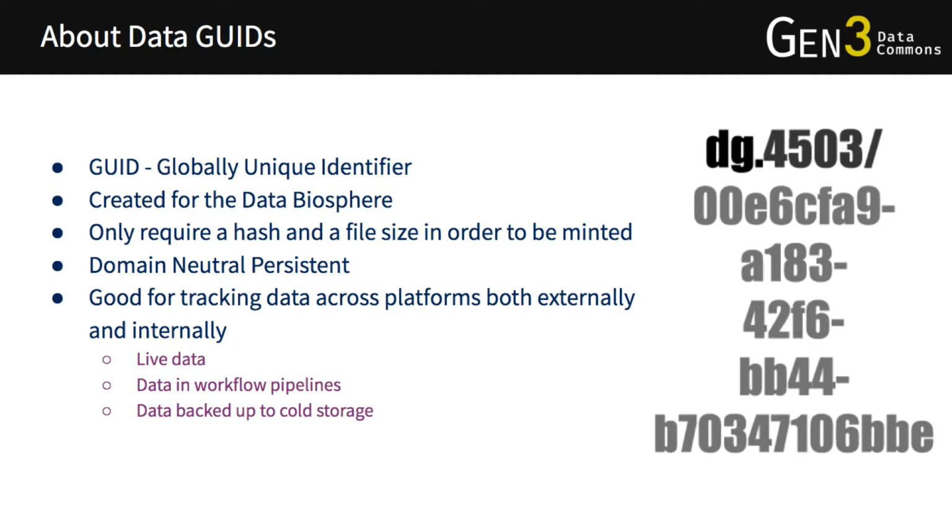The primary purpose of Data GUIDs is to enable you to mint globally unique identifiers for data files in a scalable, distributed architecture. Data GUIDs are domain-neutral and persistent identifiers for the modern web. In practice, Data GUIDs provide a system for tracking the locations of files as they're moved or copied from one location to another, for example, during execution of file processing pipelines or during backup to cold storage.